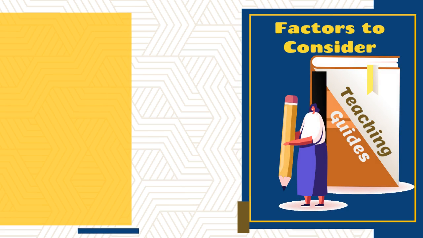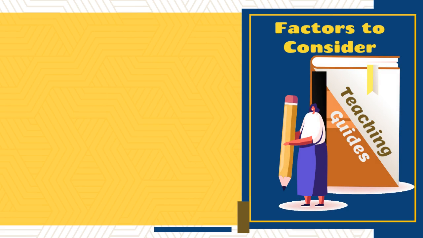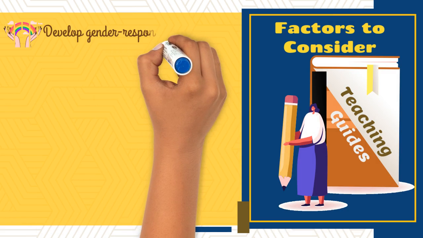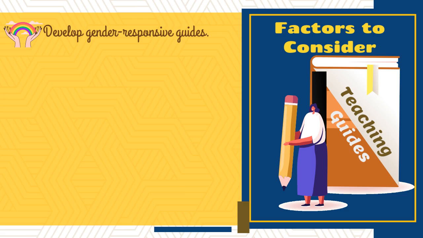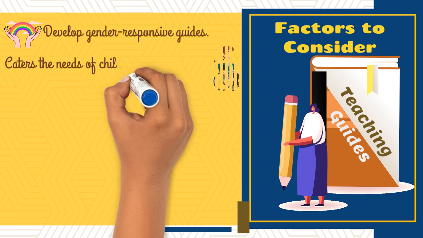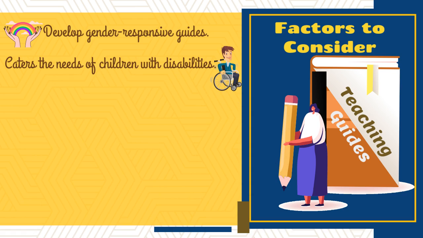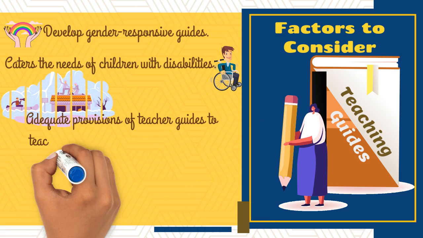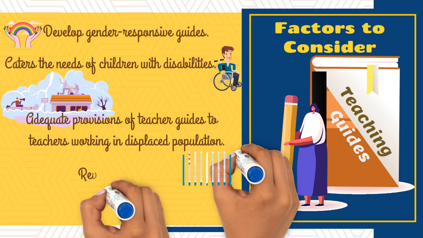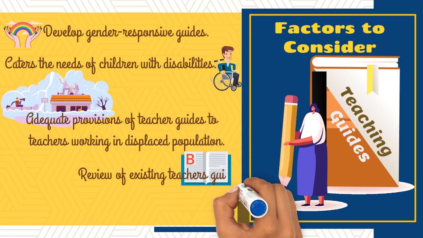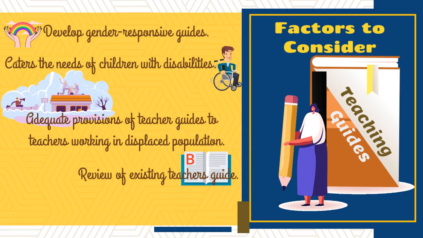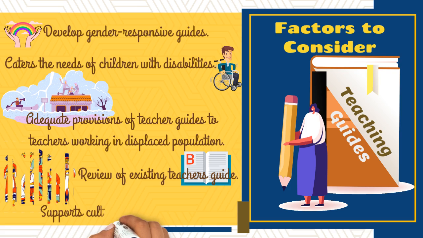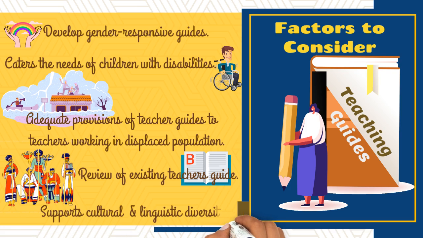Following are factors to consider in the development of teaching guides. Develop gender-responsive guides. Teaching guides should help students critically ponder on gendered norms. It caters to the needs of children with disabilities. Ensures aid-paid provision to teachers working with displaced populations. Review of existing guides will ensure that existing guides are appropriate and pertinent to the context. It supports cultural and linguistic diversity, and must reflect the existing multicultural, multi-ethnic, multilinguistic realities of the country.